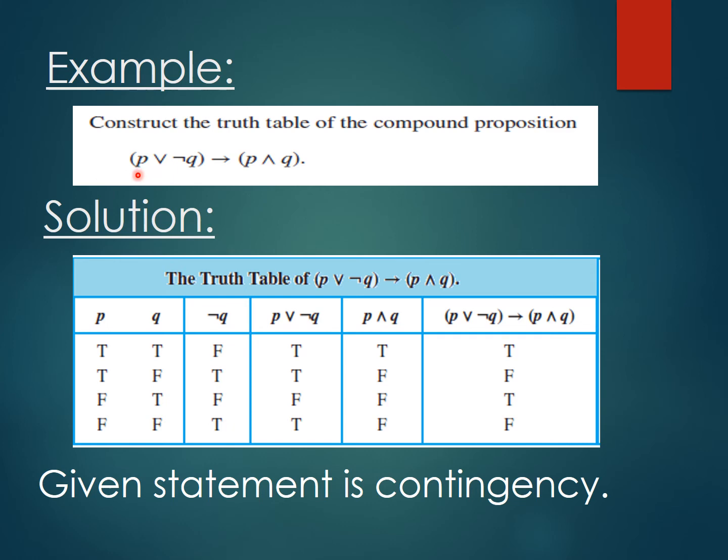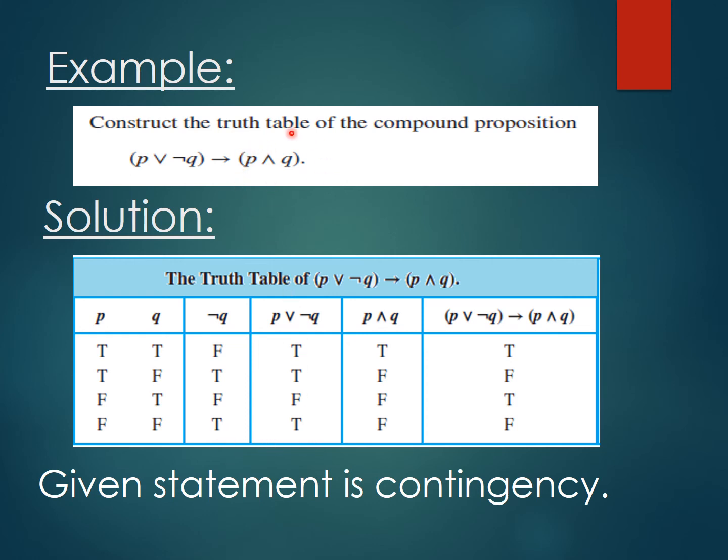Then the next column is for the parenthesis P or not of Q. Or means that if either one of P or not of Q is true, then the answer is true. So for this we are going to see two columns, P and not of Q. In the P column, first one is true and not of Q is false. But since P is true, the answer is true. Then true, true, answer is true. False, false. As both are false, the answer is false. False, true. The answer is true.